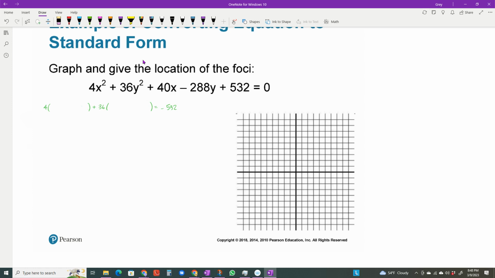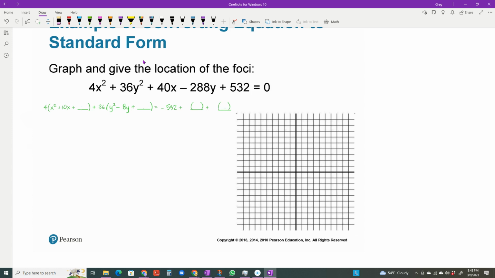Now, when I take the 4 out of 4x squared, I'm left with x squared. When I take the 4 out of the 40x, I'm left with 10x. And then I have plus blank, and I have plus blank on the left, and I'm going to have plus blank on the right. Now I'm going to deal with my y's. I'm just setting them up right now. Taking 36 out of the 36y squared leaves me with y squared. 36 from 288y is negative 8y. And again, plus a blank, and so I'm going to have plus a blank.